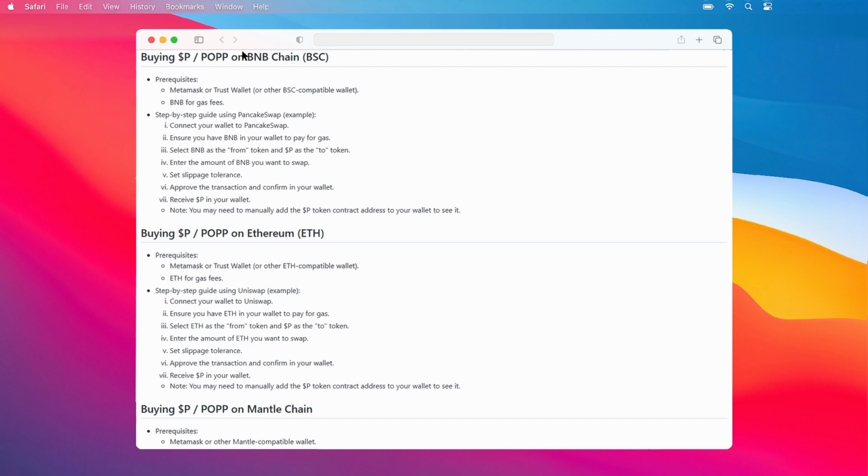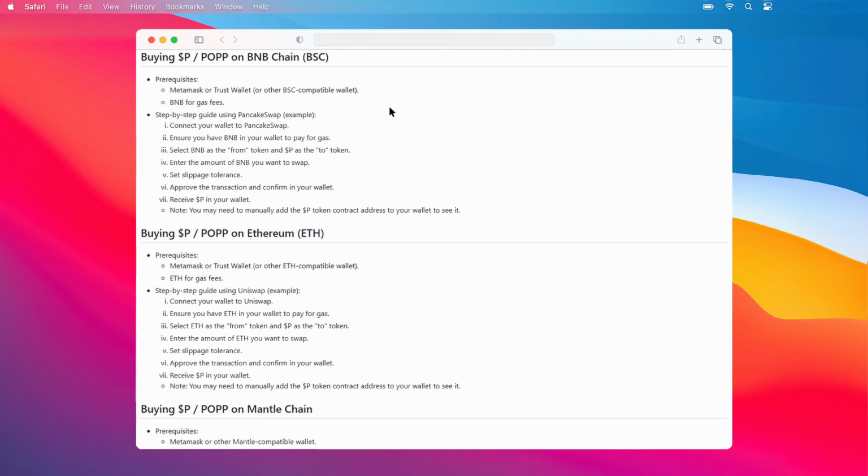address to see it. If you're purchasing $P on Ethereum, the prerequisites are similar. A wallet like MetaMask or Trust Wallet that's compatible with Ethereum, and some ETH for gas fees. Using Uniswap, connect your wallet. Make sure you have ETH to cover gas.